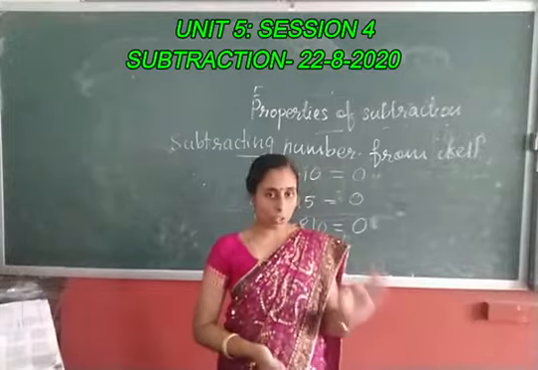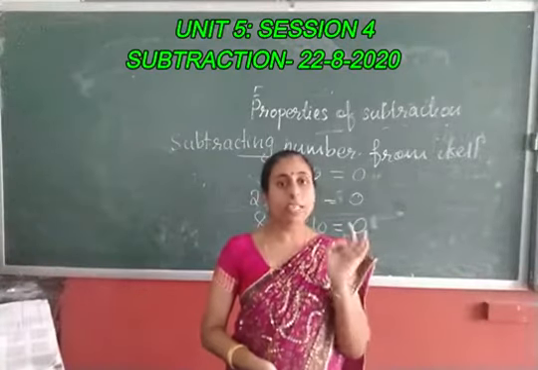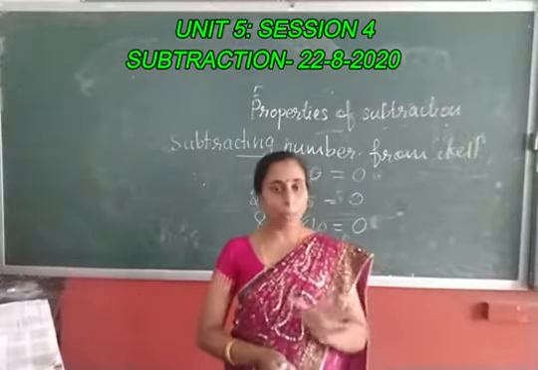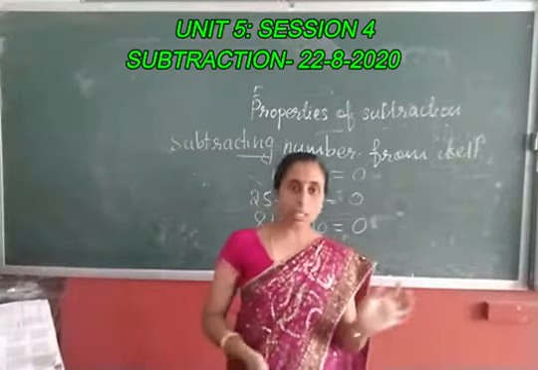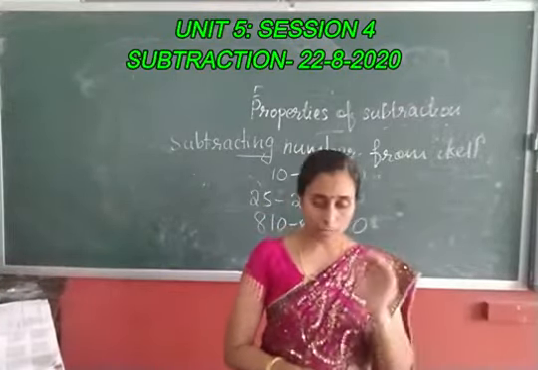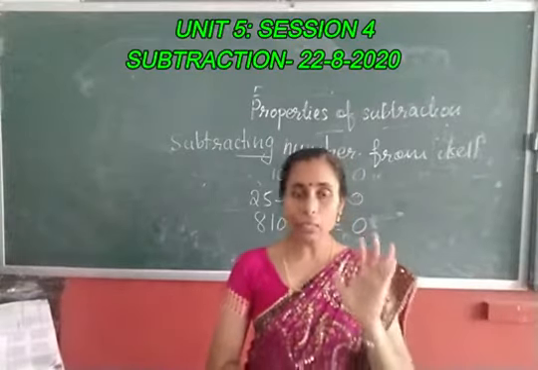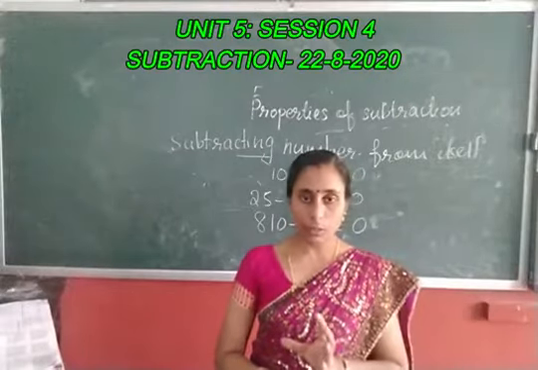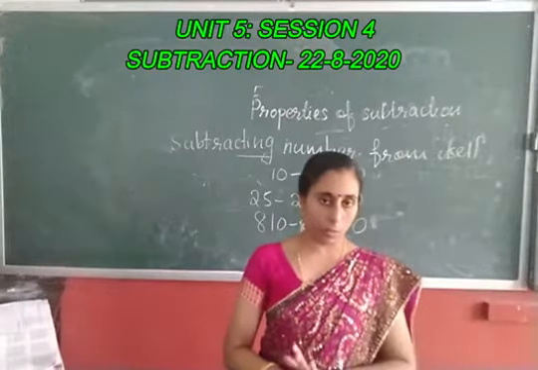Okay, first property, subtracting 0. When we subtract 0 from a number, we always get the number itself. Subtracting 1: when we subtract 1 from a number, we get the predecessor of the given number. Then subtracting a number from itself: we always get 0.